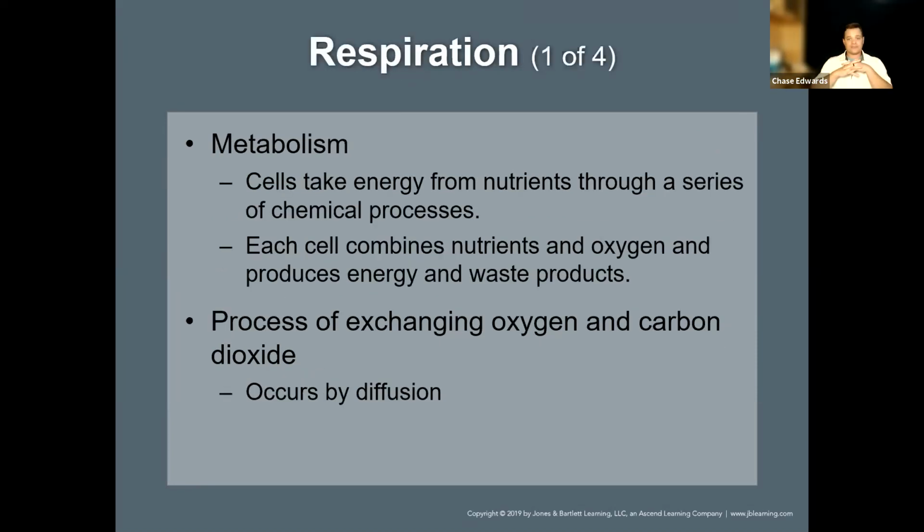All right, so respiration continued. Metabolism is cellular respiration. Cells take energy from nutrients through a series of chemical processes for metabolism, and during metabolism, each cell combines nutrients and oxygen and produces energy and waste products. Each cell in the body requires a continuous supply of oxygen and a regular means of disposing of waste. Respiration is the process of exchanging oxygen and carbon dioxide, and it occurs by diffusion.